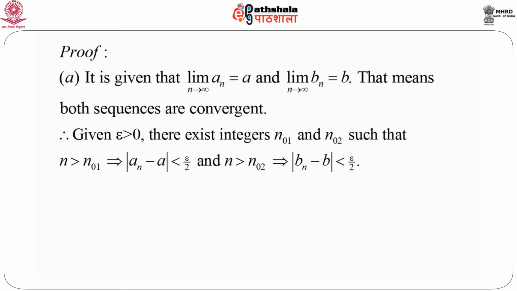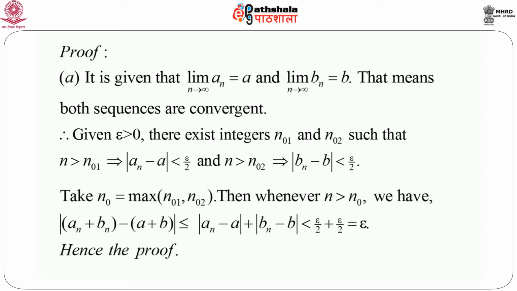But remember one thing: if we want to prove the convergence of the new sequence, which is nothing but an plus bn, we have to find only one integer like n naught 1 or n naught 2. But here, for two different sequences, we have two different integers n naught 1 and n naught 2, and depending on whether n is greater than those, we get the convergence conditions of sequence an and sequence bn. So take n naught equals the maximum of n naught 1 and n naught 2. It is clear that whenever n is greater than n naught, n must be greater than n naught 1 as well as n naught 2.